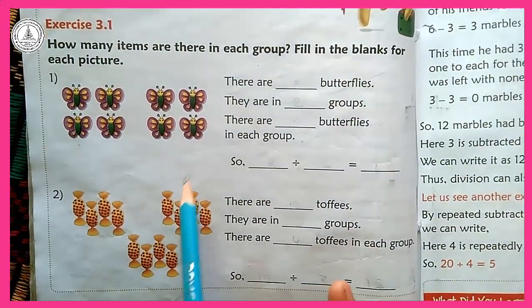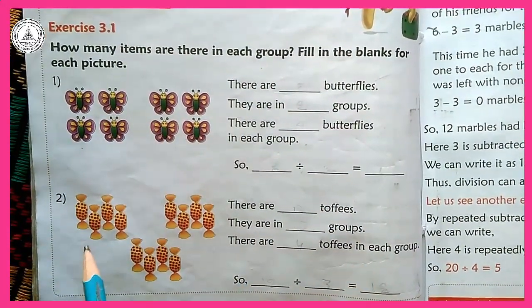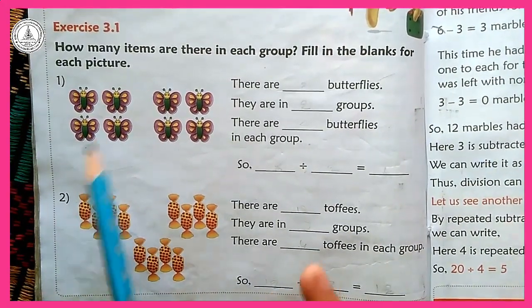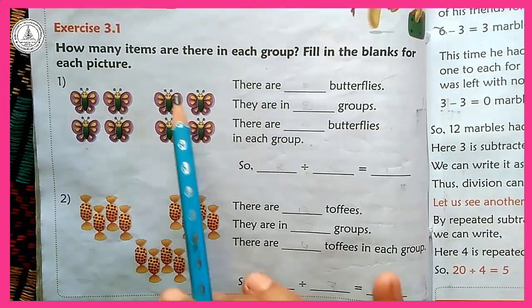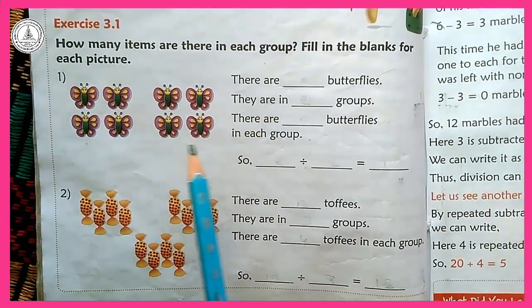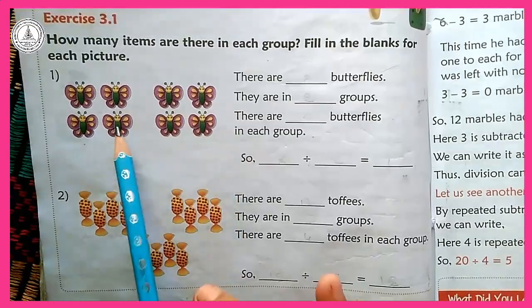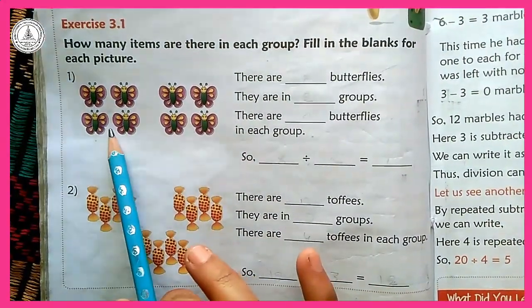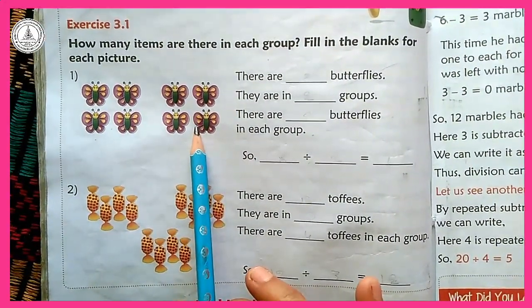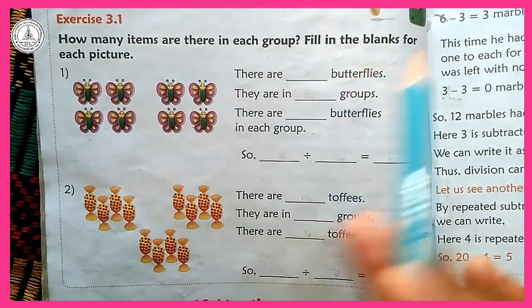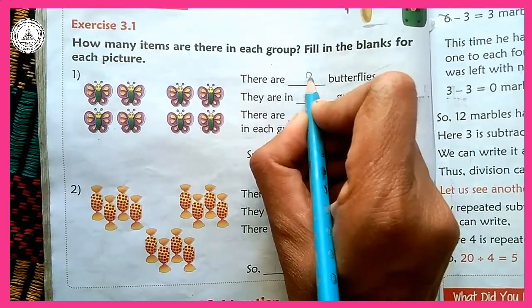So students, look here. Here are some butterflies. Right? So let's count the total number of butterflies. See here, 1, 2, 3, 4, 5, 6, 7, 8. So here the total 8 butterflies are arranged in 2 groups. Right? So this is the first group and this is the second group. See here, there are dash butterflies. Total number of butterflies are 8. So write down here 8.